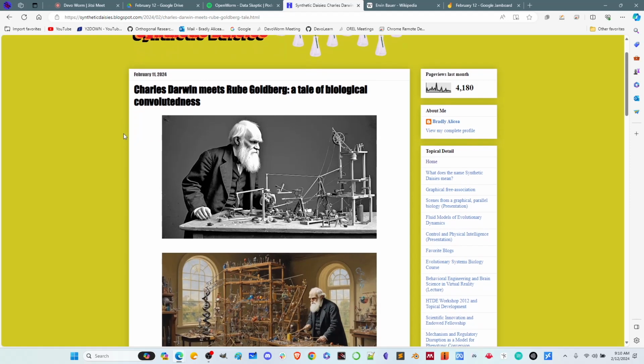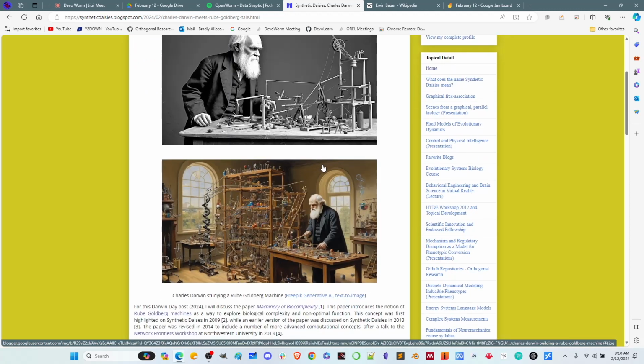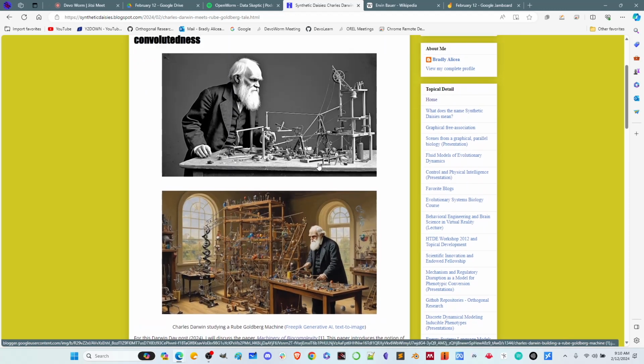So this is called Charles Darwin Meets Rube Goldberg, A Tale of Biological Convolutedness. I went to a generative AI engine, and I typed in the prompt, Charles Darwin Rube Goldberg Machine. And these are some of the images I got out. I was glad that I could get this as an image because it didn't exist in Google images.